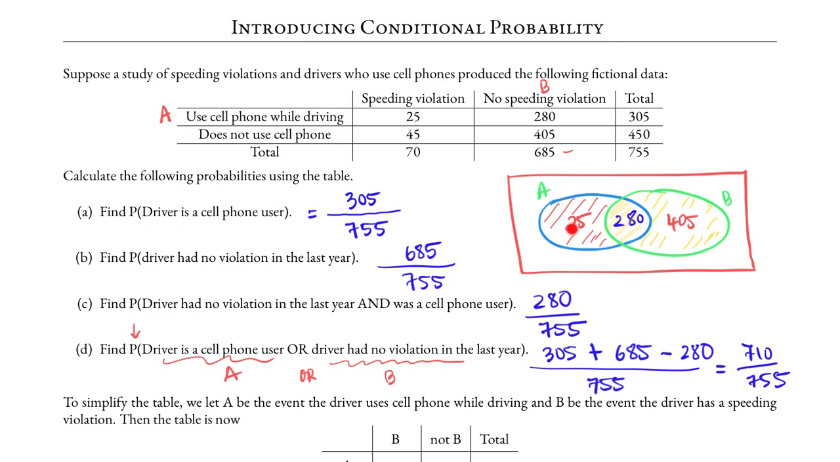If we take 25 plus 280 plus 405, these are separated pieces in the Venn diagram. We took care of the overlap part already. 25 plus 280 plus 405 should give us 710 out of the grand total of 755.